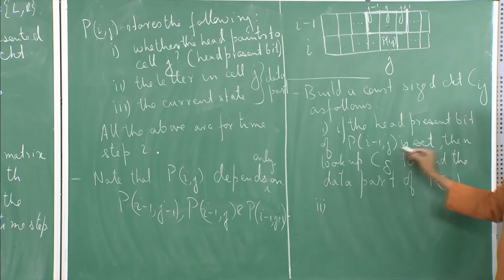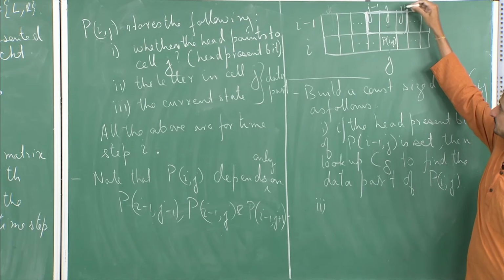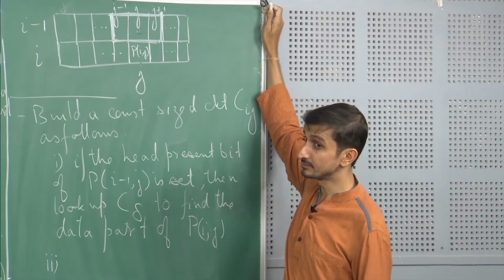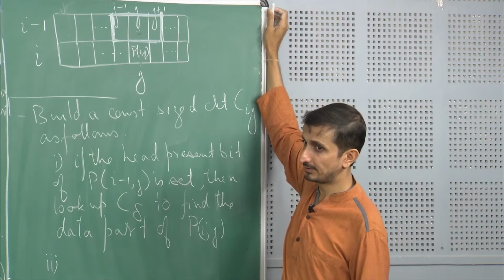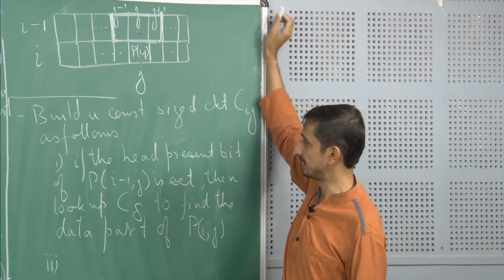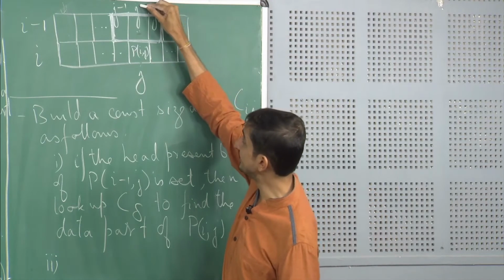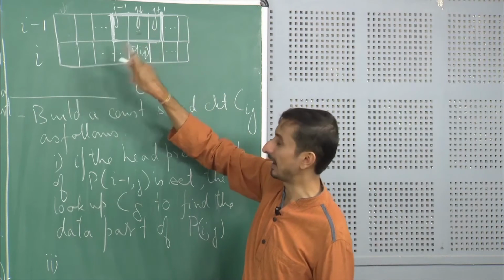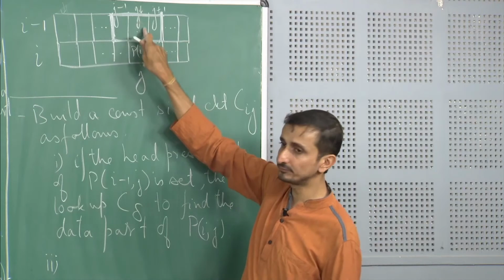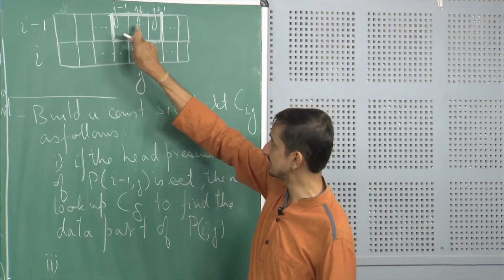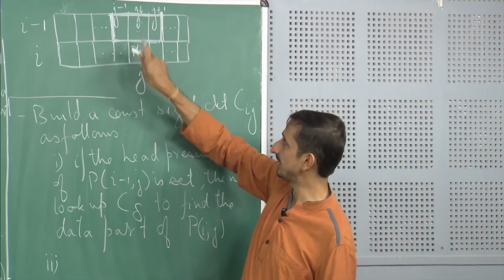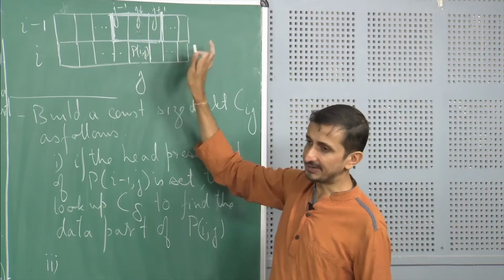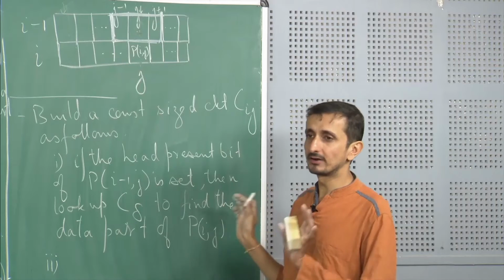So, if the head present bit of this is set, which means P i minus 1 j. I was thinking about j minus. No, not j minus 1, P i minus 1 j. So, if let us say the head is pointing over here, it means that I have to apply the Turing machine transition function on the data part of this cell. I look at the state over here, the letter over here, I apply it and I get q prime and a prime for P i j. That is it, I do not look at whether it is going left or right immediately.